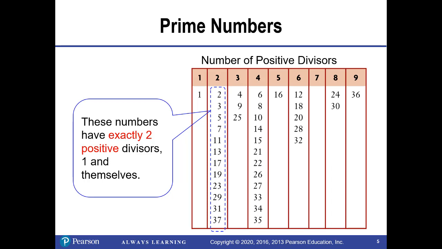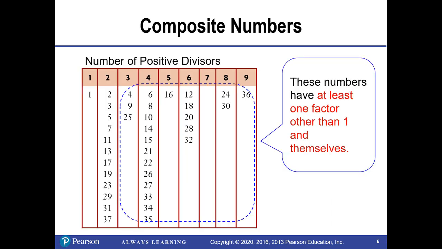So the only numbers that go into 7 evenly are 1 and 7. The only numbers that go into 19 evenly are 1 and 19, and so on. If a number has 2 and only 2 divisors, that number is prime. If a number has more than 2 divisors, or more than 2 factors, factors and divisors are synonyms. They mean the same thing. If a number has more than 2 factors or more than 2 divisors, that number is composite.